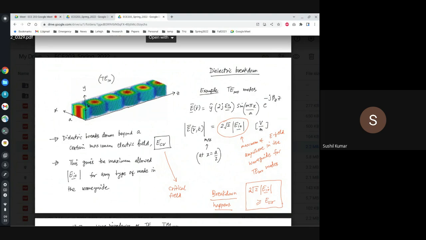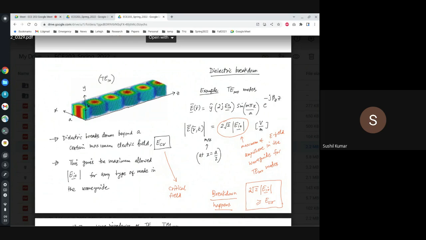But remember, this is a phasor. When we calculate the real field for this phasor, we have to have a square root of 2. If you remember how to convert a phasor to a real field, you multiply by square root of 2. So let's not do the math. It's easy to see that the maximum that will happen anywhere for this mode is 2 times square root of 2 times this magnitude of E_I0. So this is our maximum field that will happen anywhere for the TEM0 mode.